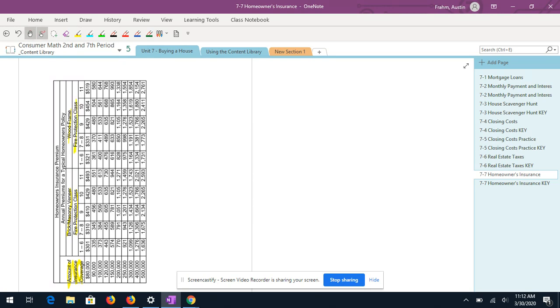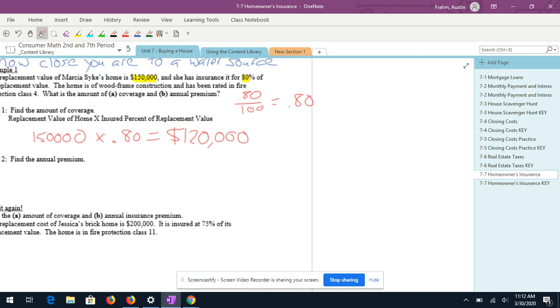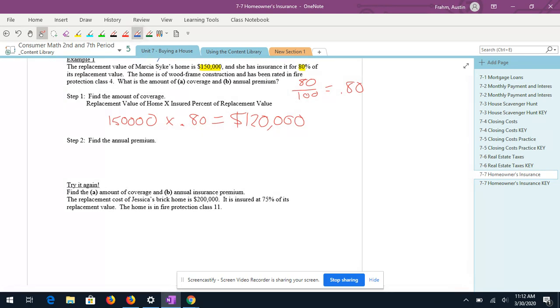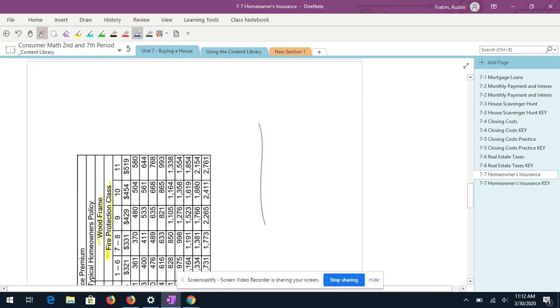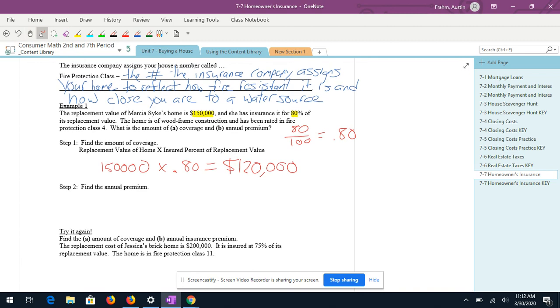So if I go back up to our example, okay, the amount of coverage is right here. It's what we just found. Oops. Sorry about that. Trying to get the highlighter. There we go. So it's the amount of coverage, which we just found. They tell us it is a wood-framed house, and it is fire protection class 4.